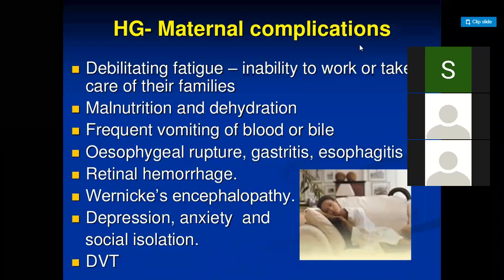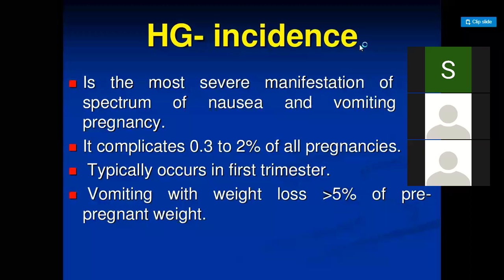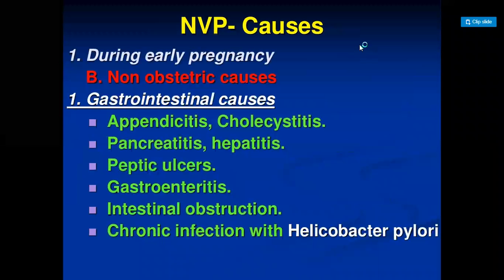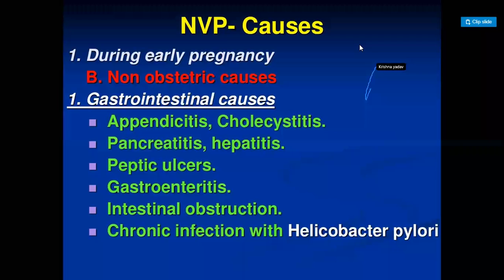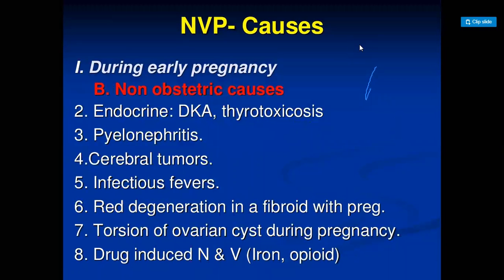Okay, just maternal complications. I will do a short revision of what we have learned today. We have seen the causes of nausea and vomiting in early pregnancy, the non-obstetric causes: appendicitis, cholecystitis, pancreatitis, peptic ulcer, gastroenteritis, intestinal infection, chronic infection with Helicobacter pylori. In that stage, we have to observe the other signs. Then other causes may be thyrotoxicosis, or pyelonephritis, or sometimes tumors, or infectious fever, or degeneration of a fibroid.